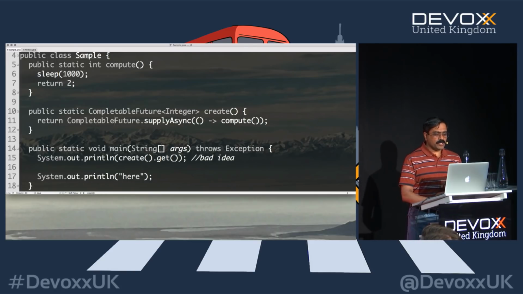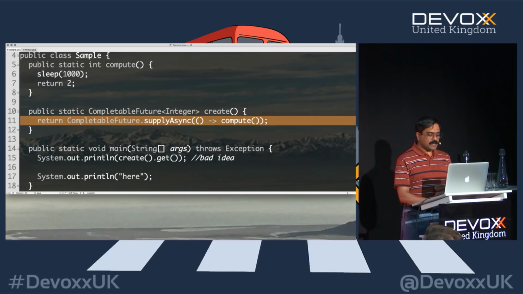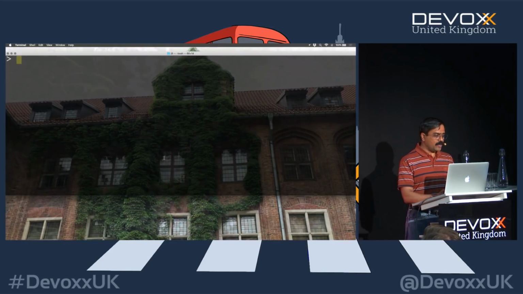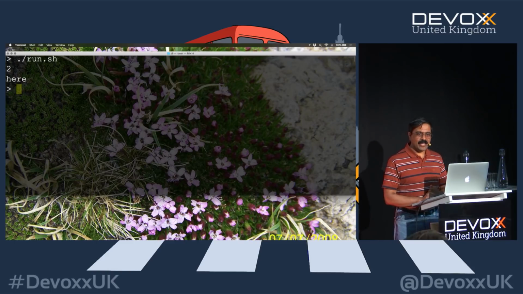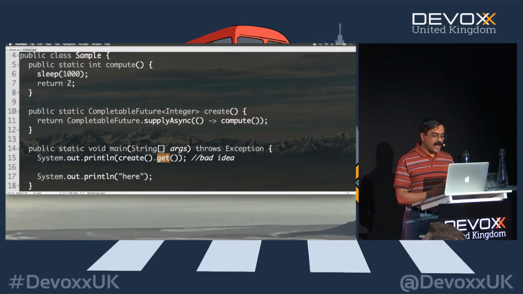Well, remember, this is going to run asynchronously, but the get is going to block on us. So if I go back and run the code this time and see what the output looks like, notice we are waiting, and then it said here. So that is an example of where we are actually being blocked.